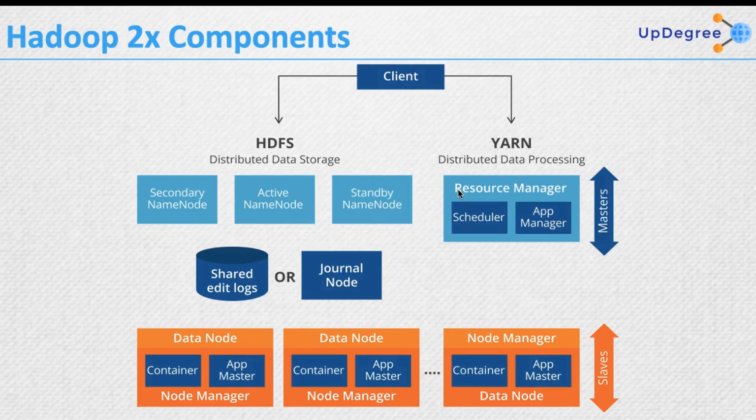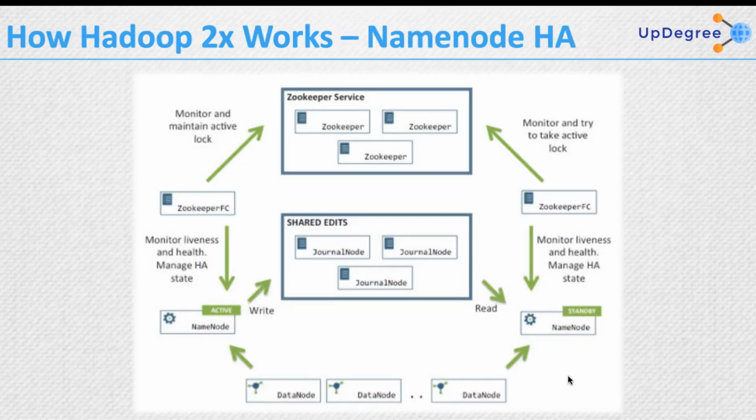like the YARN architecture. And these are the masters layer which you see on the top, which is secondary name node, active name node, standby name node, your resource manager. So inside the resource manager there are subcomponents, which are the scheduler and app manager. And similarly, the slaves: now we do not have task trackers, so therefore we have the data node and the node manager. All right, so this is what we have for the NameNode high availability.